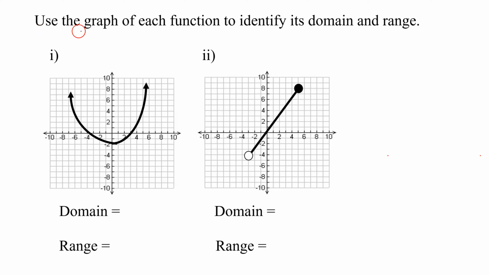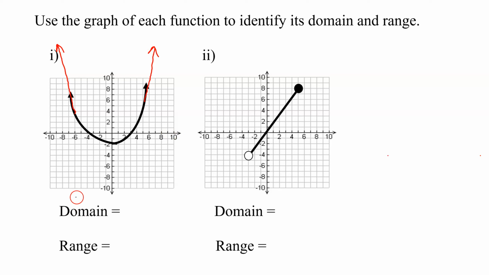In this example, I need to use the graph of each function to identify its domain and range. Here is the first example. Here's our graph. It's very important on these problems that you look at the end of the graph, whether it ends in open circles, solid circles, or arrows. If you have an arrow on the end, that indicates that this graph keeps going up and out to the left. And this one, it's going to keep going up and out to the right.